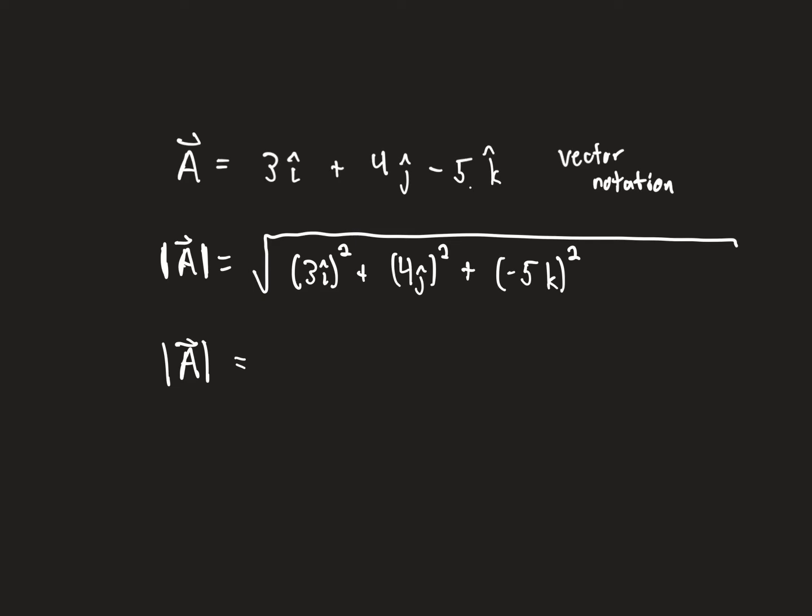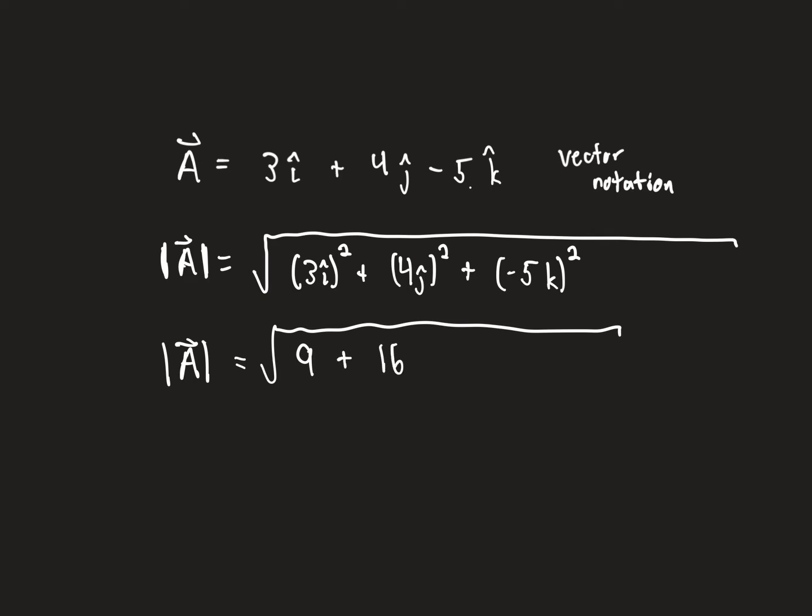What's 3 squared? 9. What's i squared? i times i, and i squared is 1. This is i, the unit vector direction, not i, the imaginary number. So this is 9. What's 4 j hat squared? 16. And what's j hat squared? 1. Square a unit vector, you get 1. Unit means 1. So 4 times 4 is 16.